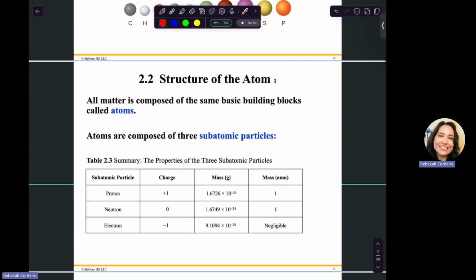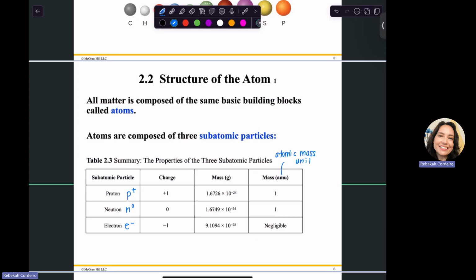So the structure of an atom has 3 different parts, 3 subatomic particles that we'll talk about: protons, neutrons, and electrons. The charge of a proton is +1, the charge of a neutron is neutral, 0, and the charge of an electron is -1. So because of that, I like to write protons as P+, neutrons as N0, and electrons as E-. You don't need to memorize the masses of them in grams. We do look at the masses in AMU, or atomic mass unit. So AMU represents atomic mass unit.